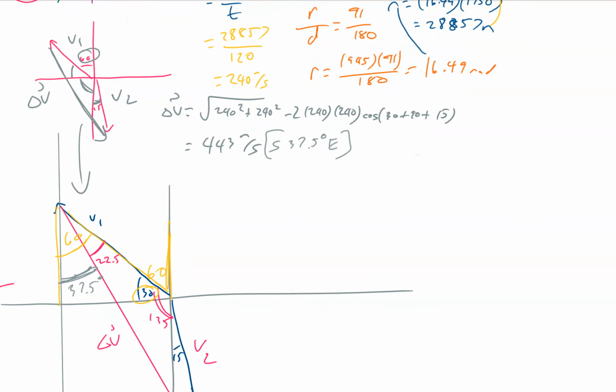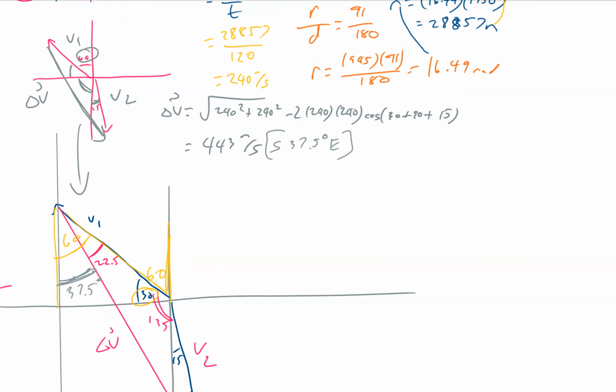We've now got enough information to solve for our instantaneous acceleration and our average acceleration. Average acceleration is equal to delta V over t. So 443 divided by 120. And when I plug that in, I end up with an answer of 3.70 meters per second squared. The angle hasn't changed, so it'll still be south 37.5 degrees east.